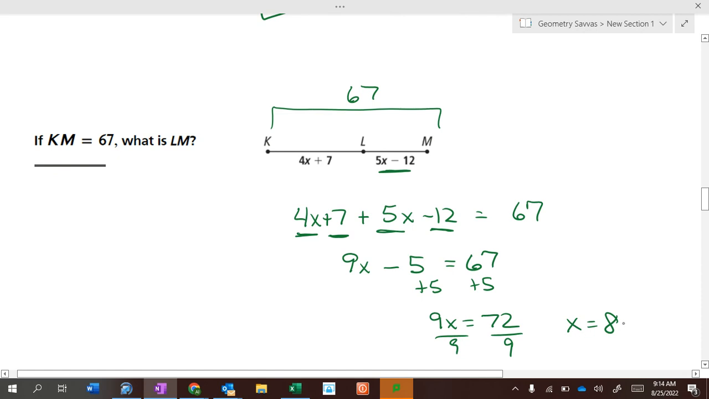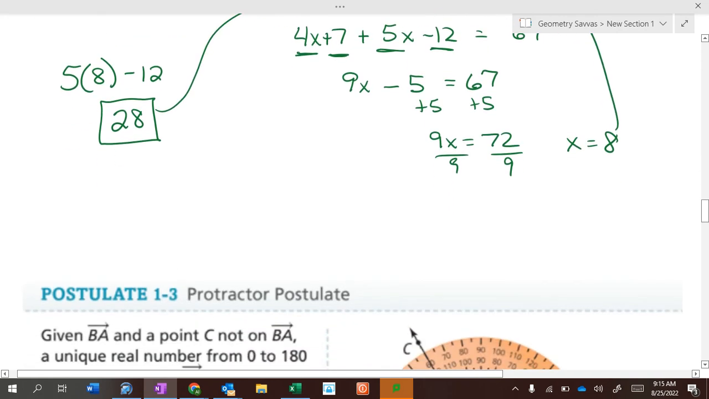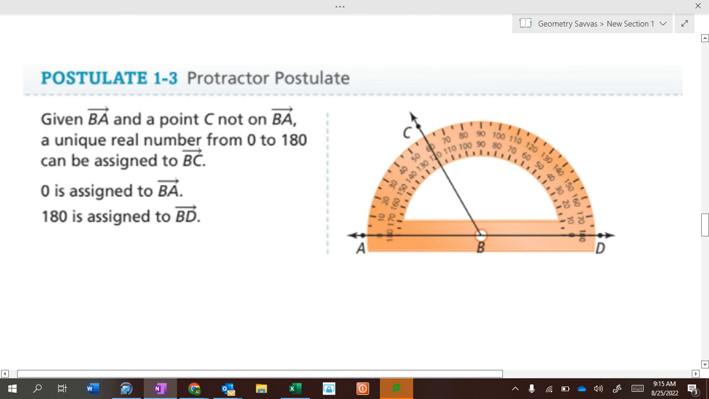X equals 8. So then, 8 is not the answer. We got to figure out what LM is. So we still have to stick the 8 up there. 5 times 8 is what? What's 5 times 8? 40. 40 minus 12 is 28. That's how long LM is. Okay? So you're going to be doing some algebra today with segments.